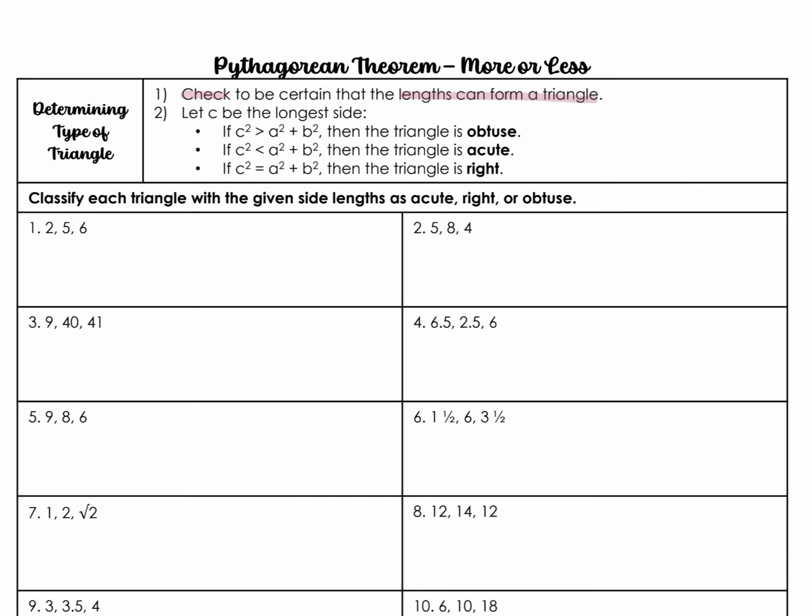In step two, once we've determined that it is a triangle, we let C be the longest side. If C squared is greater than A squared plus B squared, this is going to be an obtuse triangle. If C squared is less than A squared plus B squared, it will be an acute triangle. And if A squared plus B squared is equal to C squared, then the triangle is a right triangle.